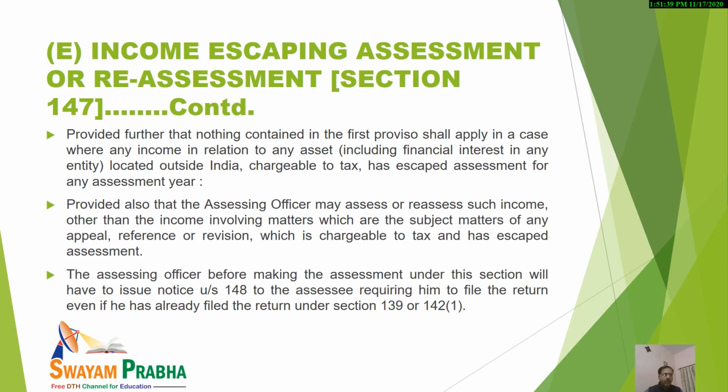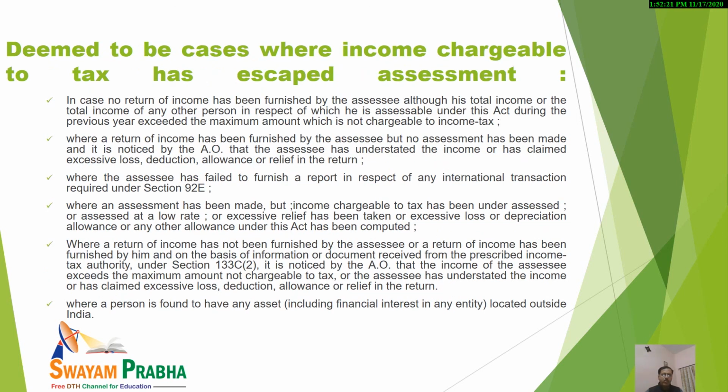But once again, the assessing officer, before making assessment under section 147, that is reassessment or income escaping assessment, will have to issue one notice under section 148 to the assessee, and ask the assessee to file the return. If he has filed the return under section 139 or 142(1), it should be noted that the assessing officer should still issue one notice to him to file the return. Even if he has already filed the return, still he will be asked to file it.